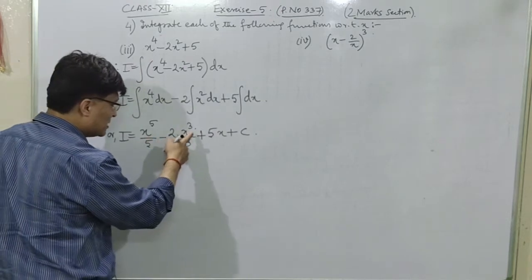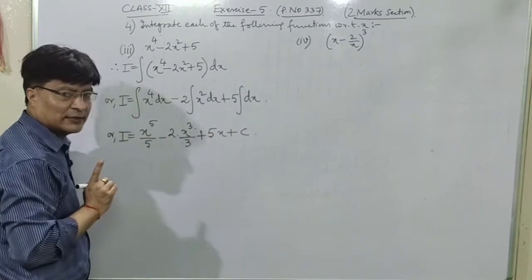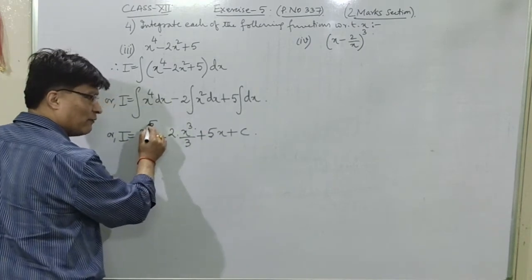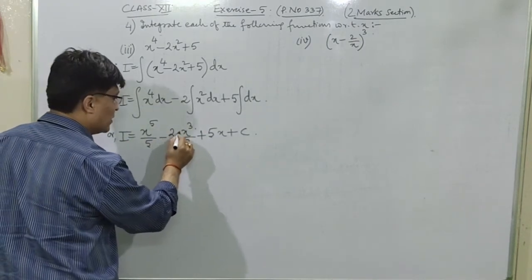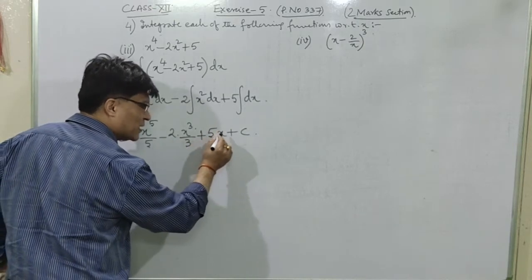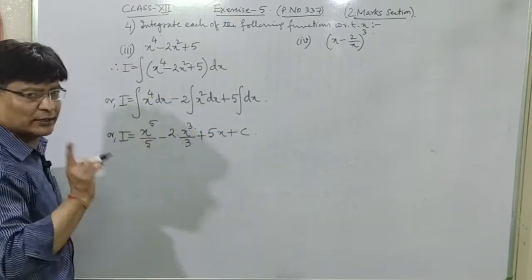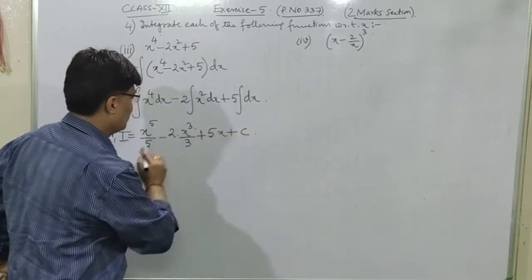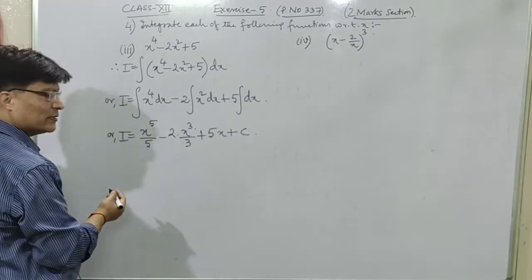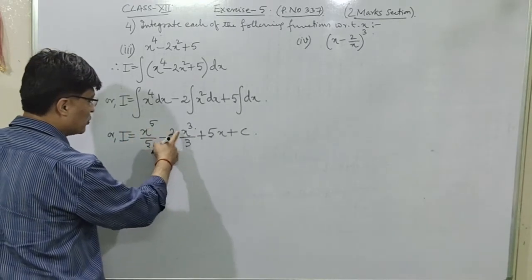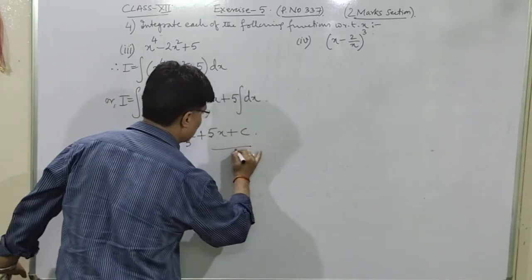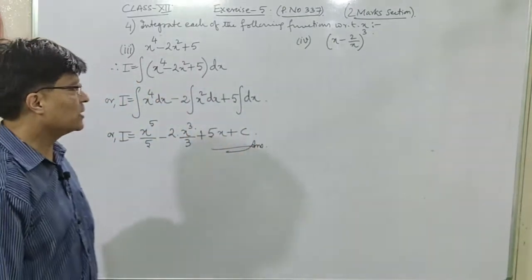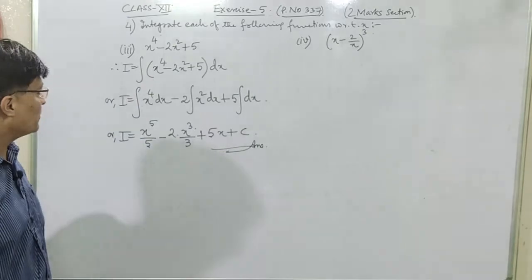So you don't need to write c in all of them, one c is enough, okay. You write x to the power 5/5 plus c, again 2x³/3 plus c, again 5x plus c, you don't need to write three c's, one c does the work, okay. So here we write plus c, okay. This is the answer. So x to the power 5/5 minus 2x³/3 plus 5x plus c. So this is the final answer. So I think you have understood it. So you can copy it.